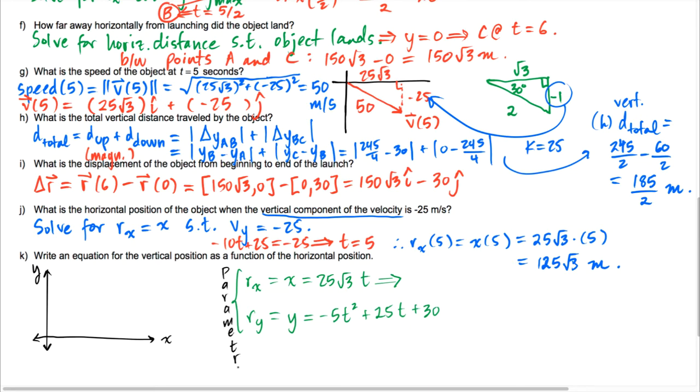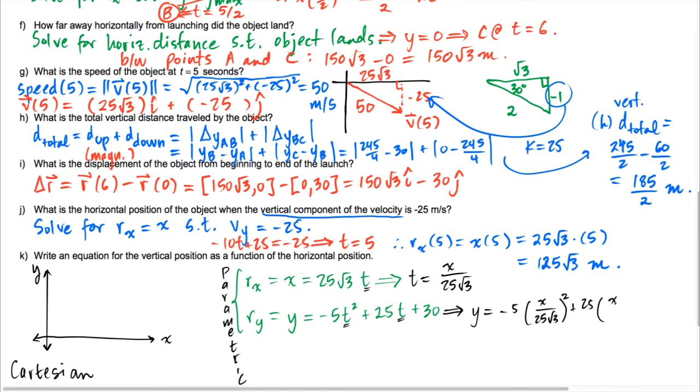And when we eliminate t, we get the Cartesian equation, which is what really we're asked for in this problem. So the Cartesian equation has the time eliminated. So we're going to solve for t in the first equation because it's easier to solve from the linear equation, because time shows up only once, as opposed to in the quadratic, where time shows up twice. So we get that t is equal to x divided by 25 root 3, and when we substitute that value for t into the second equation, we get that y is equal to negative 5 times x over 25 root 3 all squared, plus 25 times x over 25 root 3 plus 30.